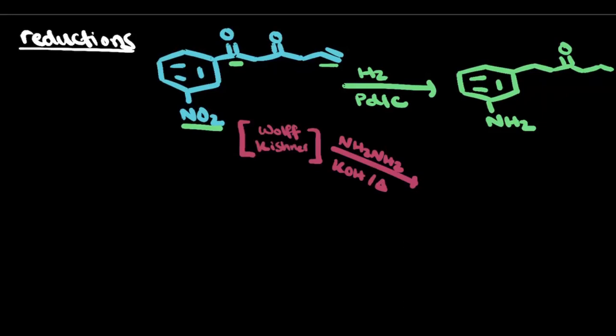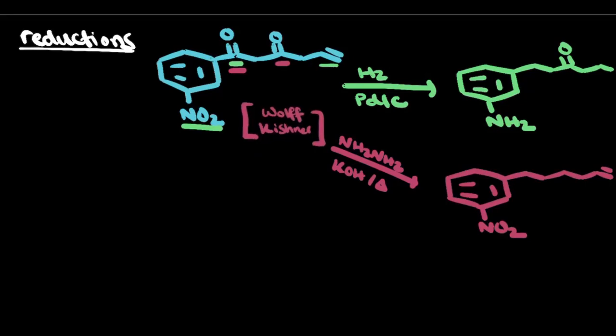Okay, so what does Wolff-Kishner do again? It reduces the carbonyls, both of them. So it can reduce any carbonyl into an alkane, regardless of the position. And it leaves the nitro group. Okay, so that's going to be your Wolff-Kishner reduction. Another thing about Wolff-Kishner reduction is that it is in basic conditions. So you want to be aware of any acidic groups that you have there.